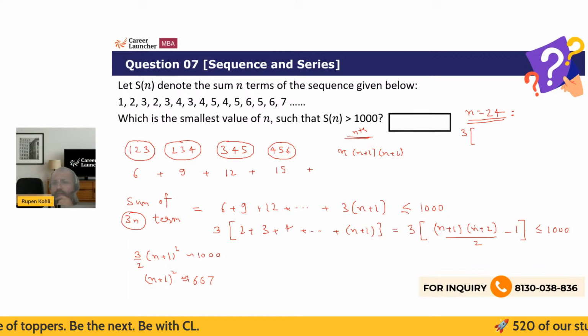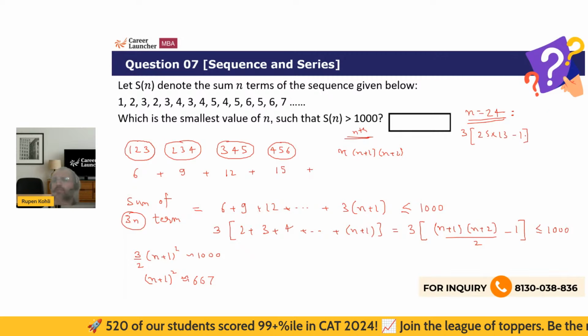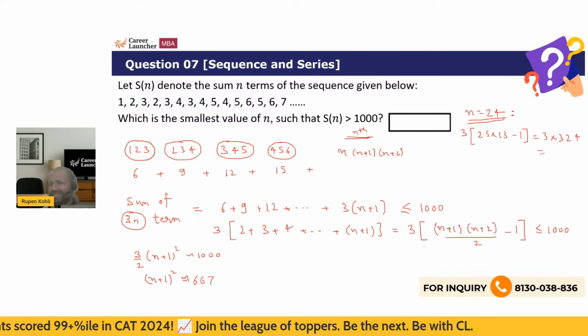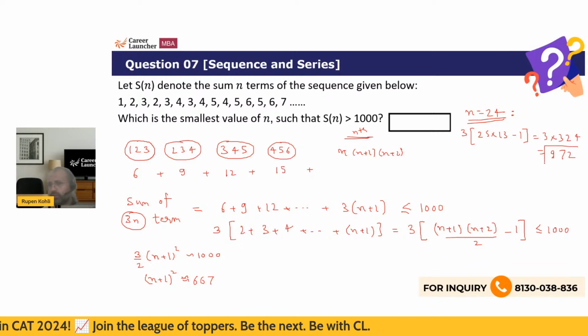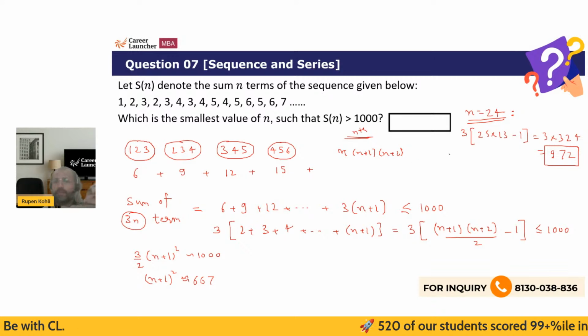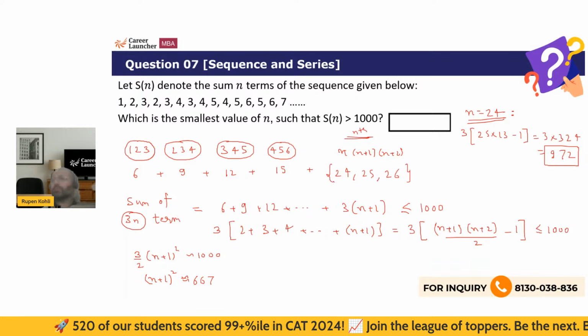So 25 into 26 by 2, which is 25 into 13 minus 1. 25 into 13, 250 and 75, 325 minus 1, 324. This is 3 into 324, which is 972. So 972 is the sum of 24 groups. The 24th group will be the numbers 24, 25, 26. This will be the 24th group.